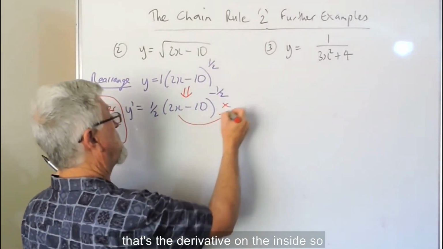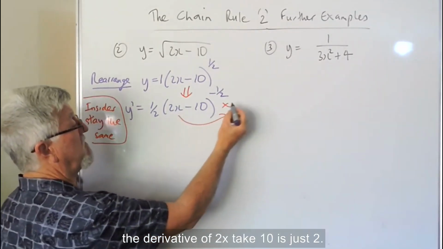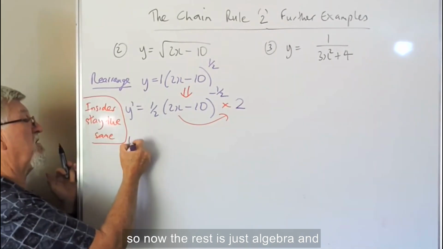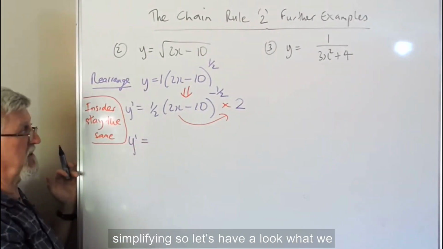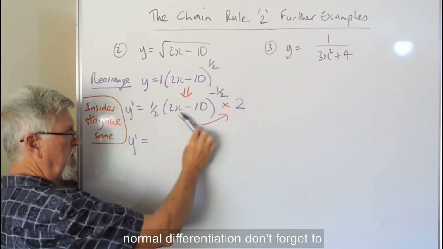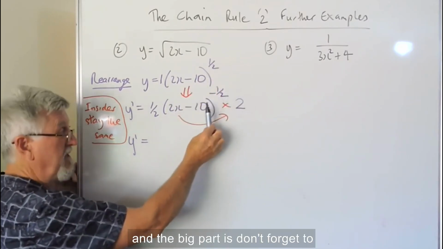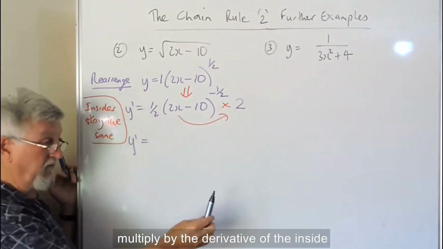That's the derivative of the inside. So what do we multiply by? The derivative of 2x take 10 is just 2. So now the rest is just algebra and simplifying. So let's have a look at what we did. You have to rearrange first, do your normal differentiation, don't forget to decrease the power by 1. And the big part is, don't forget to multiply by the derivative of the inside.